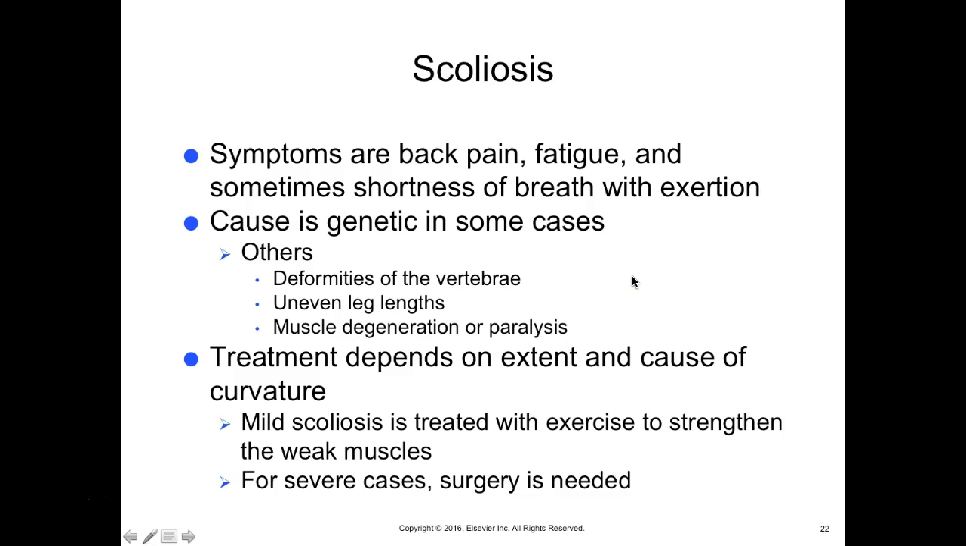Scoliosis is a lateral curvature. So symptoms can be back pain, fatigue, sometimes shortness of breath with exertion. The cause is genetic in some cases. Others are deformities of the vertebrae, uneven leg lengths, muscle degeneration, or paralysis. Treatment depends on the extent and cause of the curvature. So mild scoliosis may be treated with exercise to strengthen the weak muscles, and severe cases with surgery. And in between there may be exercises along with back braces before they get to surgery.